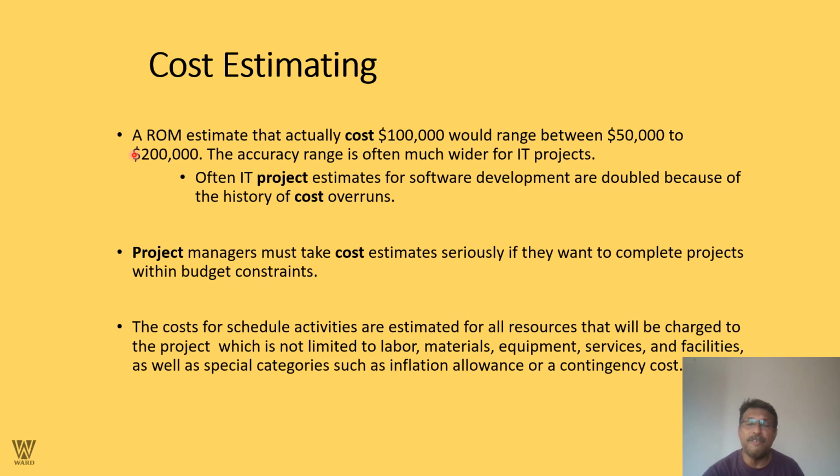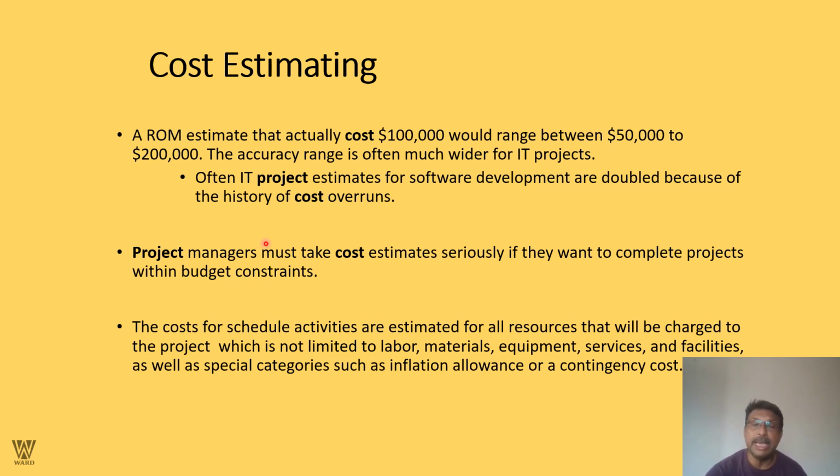Cost estimating. The rough order estimate says the actual cost would be approximately $100,000, and would range anywhere from $50,000 to $200,000. The accuracy range is much wider in information technology projects. Often, IT project estimates for software development are doubled because of the history of cost overruns and delays.